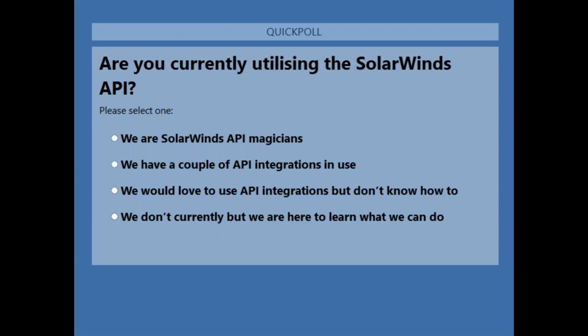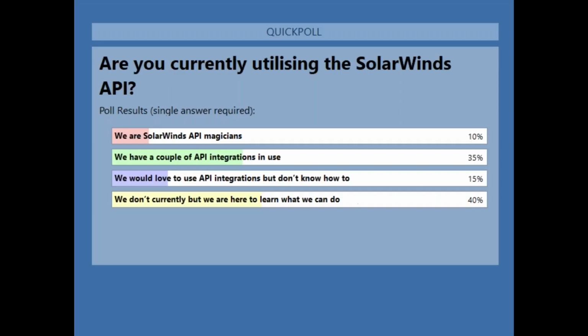Okay, fantastic. So we've got a clear winner there in terms of people that have got some APIs in use, API magicians, but the one that is winning there is the fact that you're not doing anything, and that's why you're here today, which hopefully at the end of it you'll go away with that knowledge to be able to move forward.